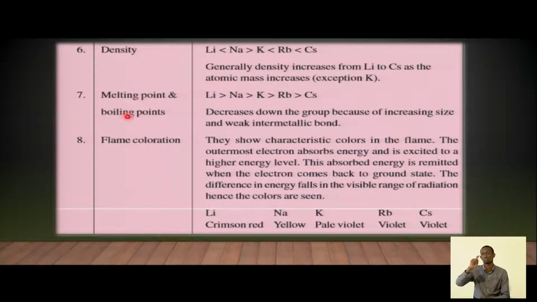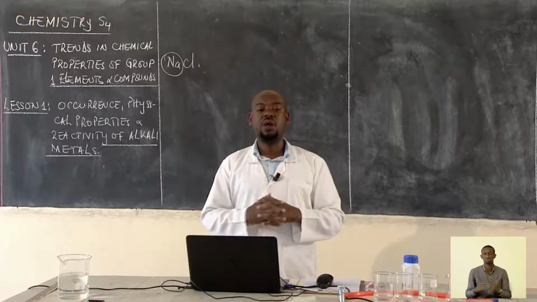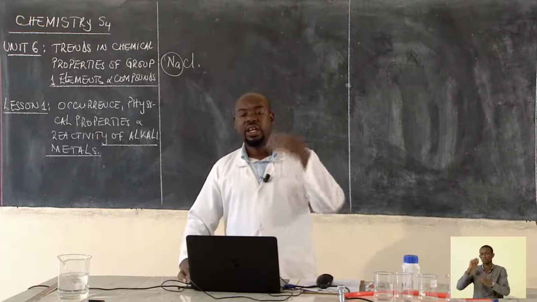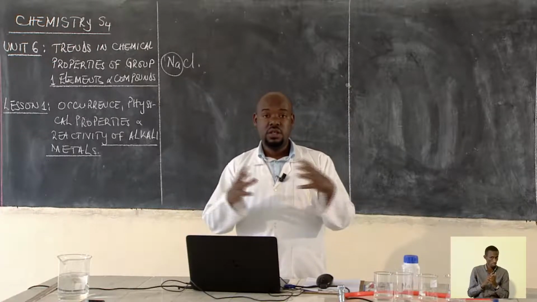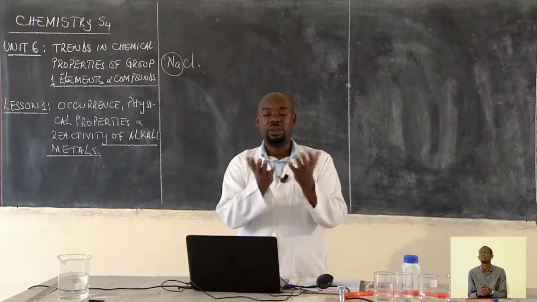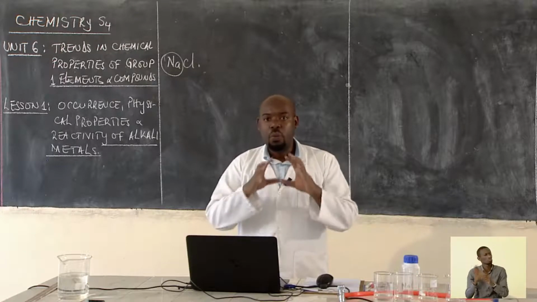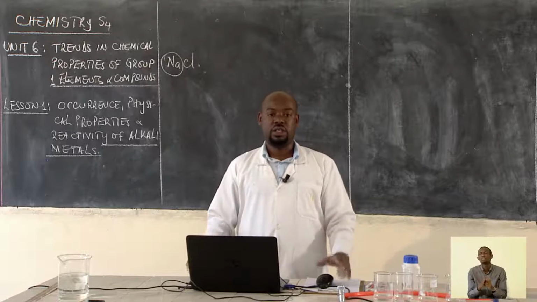Melting point and boiling point, we know this because it was the last topic to discuss in the previous unit, unit number 5. We have seen that as we move down the group, the size increases and the metallic bond becomes weaker. And as it becomes weaker, then what happens? It requires a small amount of energy to melt the substance or to boil it.